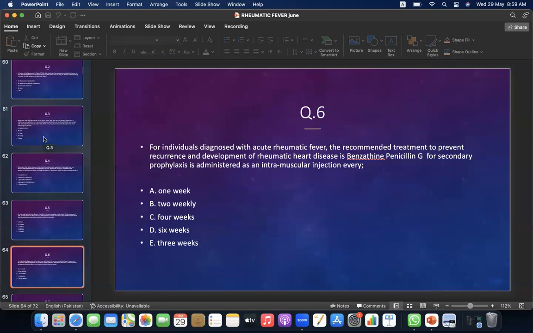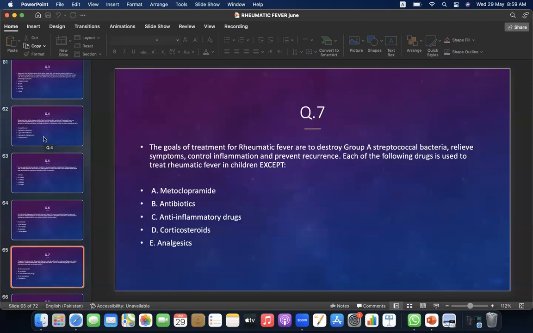Sixth, for individuals diagnosed with acute rheumatic fever, the recommended treatment to prevent recurrence and development of rheumatic heart disease is penicillin G for secondary prophylaxis. It is administered as an intramuscular injection every A, 1 week, B, 2 weeks, C, 4 weeks, D, 6 weeks, or E, 3 weeks. Anyone? The answer is C, 4 weeks.